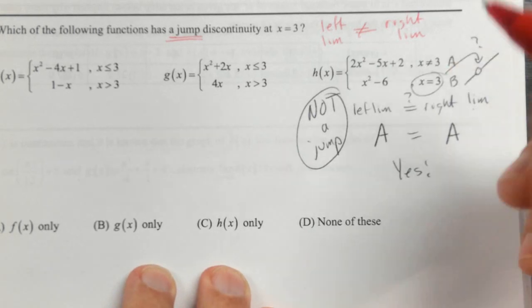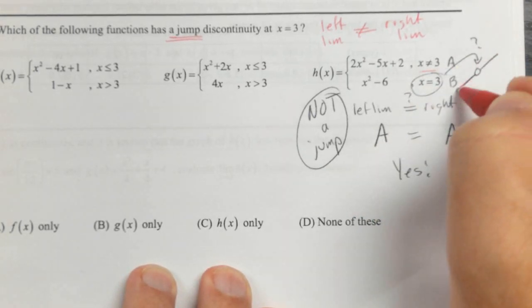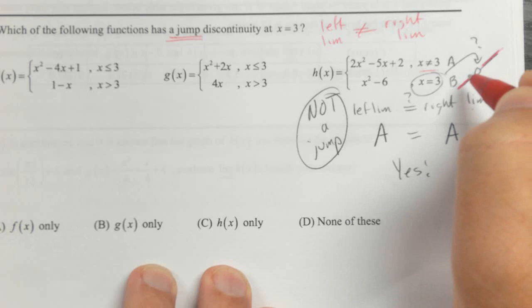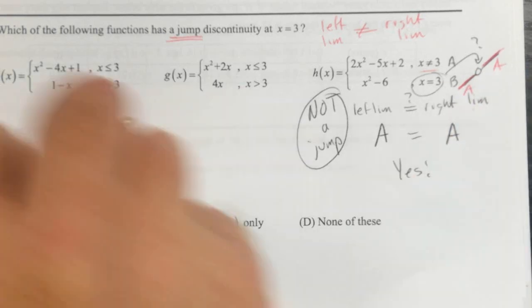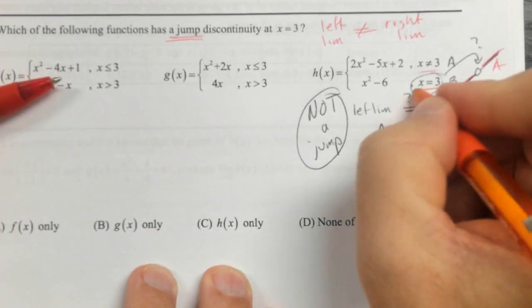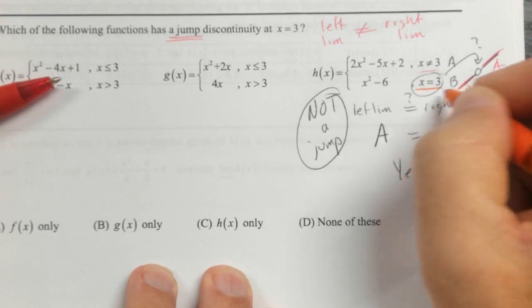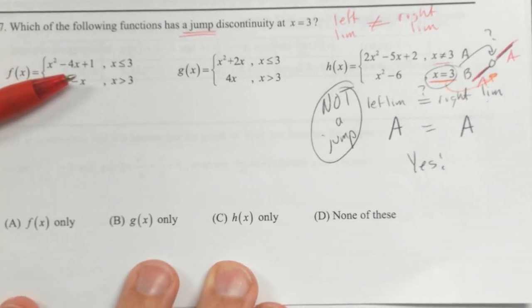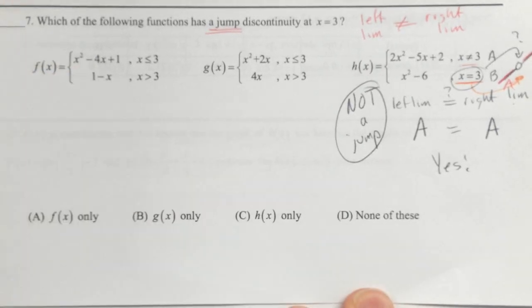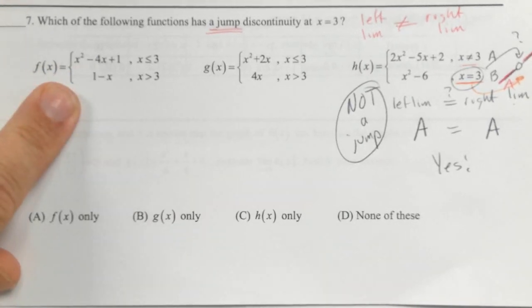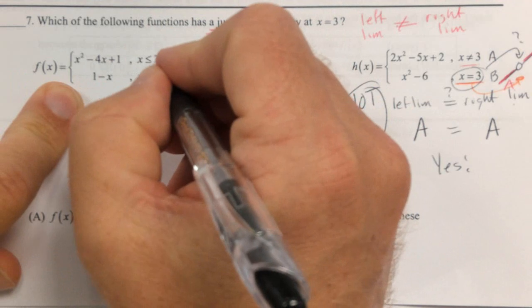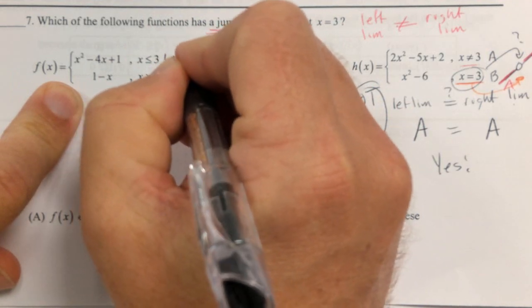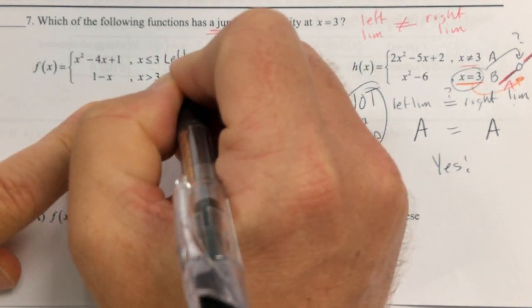Right? Because x not equal to 3, that would be graph A. At B, I don't know. There might be a hole there. There might not be, but we don't care. It's definitely not a jump. Okay, the others are easy. You're just going to plug, let's see, less than 3, that would be the left limit. Greater than 3 would be the right limit.